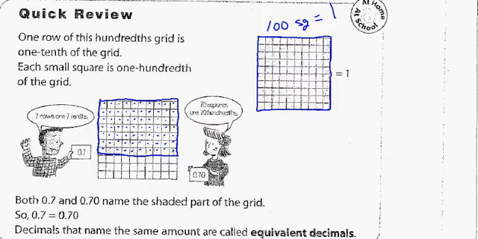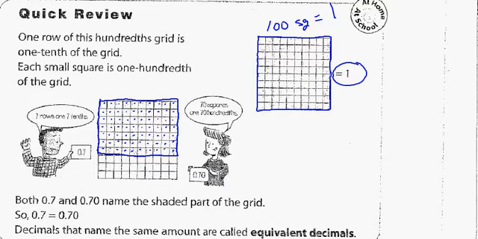Lesson 11. We're going to be looking at equivalent decimals. Decimals that are equal to each other. Okay, so if we take a quick look at the picture here, what they're telling us is that if you have 100 squares, that's what they're going to call 1. It equals one whole unit.